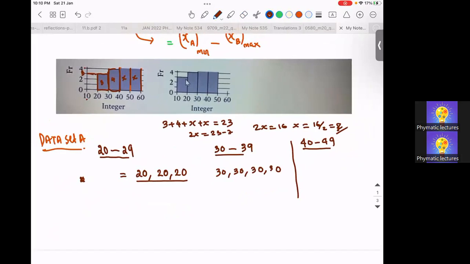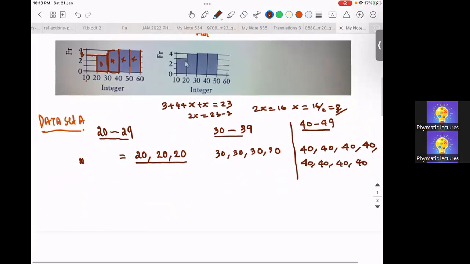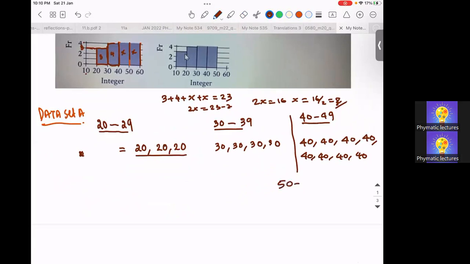And also that should be the minimum, so it should take 40, how many times? 8 times. Then finally, what about 50 to 59? That also has 8 integers according to this calculation, and there we also have to take the minimum value. The minimum value of 50 to 59 is 50, right? So 50, how many times is it present? 8 times it's present.